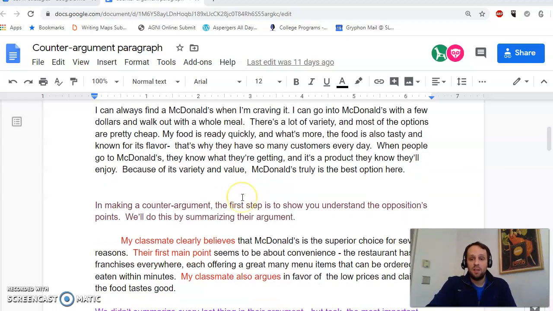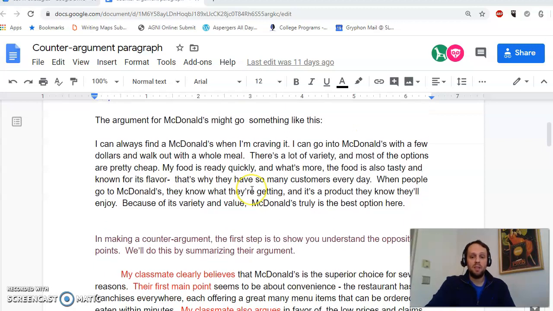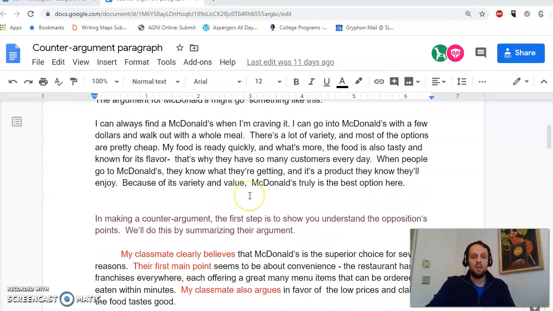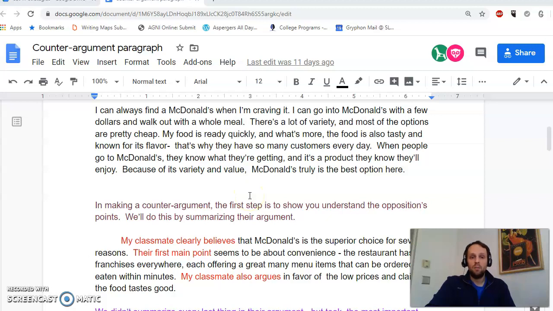That's why they have so many customers. When people go to McDonald's, they know what they're getting. It's a product they know they'll enjoy. Because of its variety and value, McDonald's truly is the best option here. Okay. So we're imagining that this is the other side's argument. This is what they're arguing.